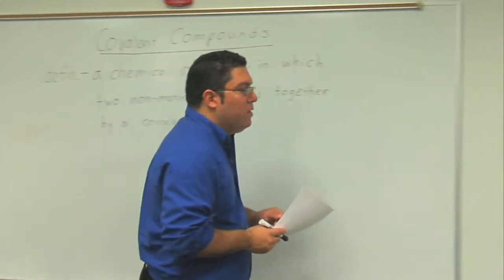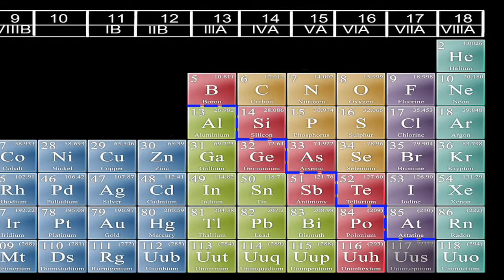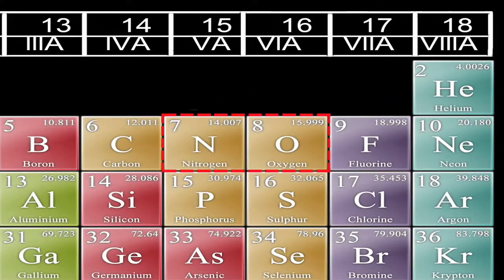Now why don't we look at the periodic table and take a look at a few examples. Anything to the right of the bold staircase are the nonmetals. If you have two of them, then that's an instance where you're going to have a covalent compound. So for example, if you have nitrogen combining with oxygen, or something like carbon combining with oxygen. Anytime you have two nonmetals combining to form a compound, that's where you're going to see what we call a covalent bond, where they're going to share electrons.